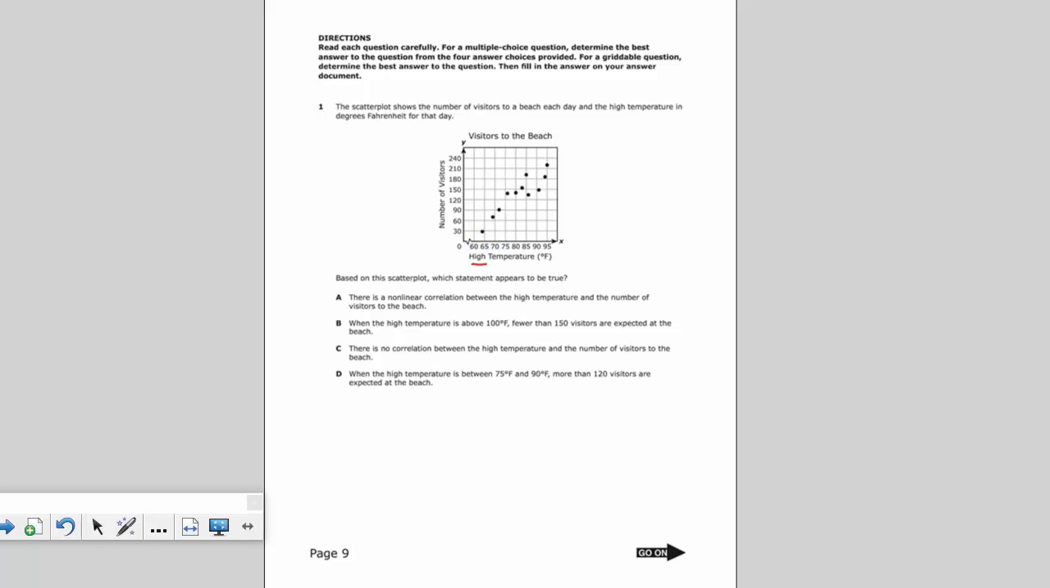As you can see here, we have temperature on the bottom and the number of visitors right here. Keep in mind, it's worth noting, temperature is the independent variable. That's always what the x variable is. It's independent. And the dependent variable is the number of visitors. As we typically say, y depends on x. Whatever this variable depends on this variable. It says here, based on the scatter plot, which statement appears to be true?